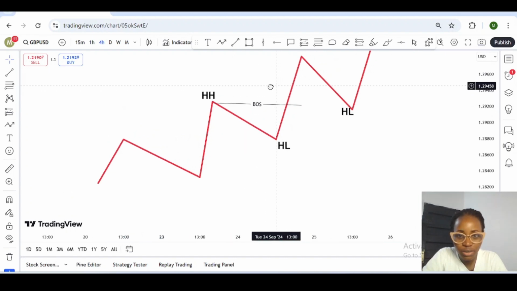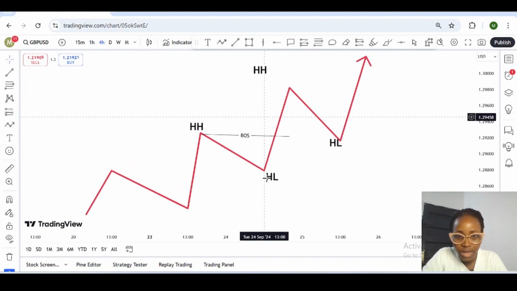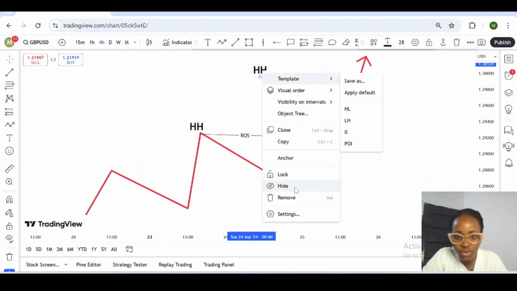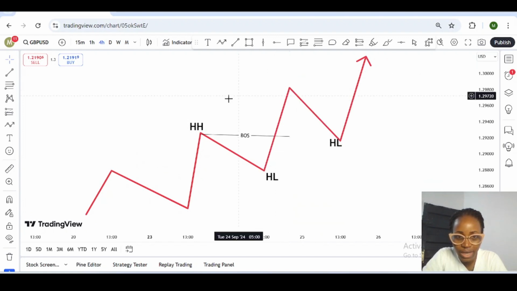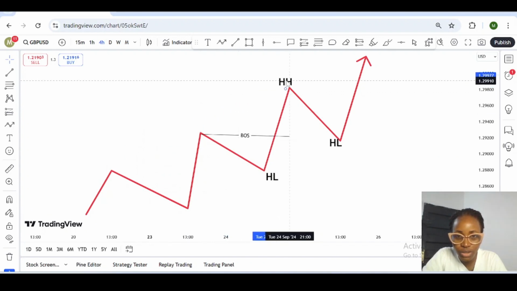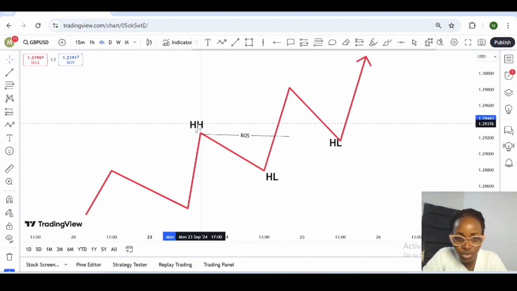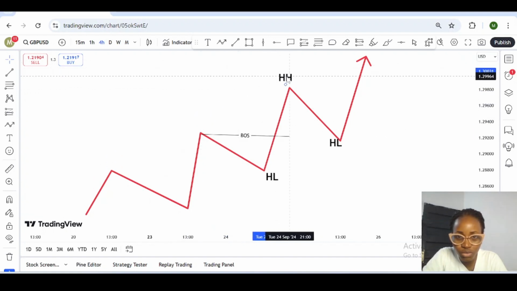Okay, now let's go again. As price is pushing to the upside, it's trying to give us a new higher high. Okay, so now that price has given us a new higher high, this point here is going to be our new higher high, because this high is now higher than the previous one, right? So this point will become our new higher high.